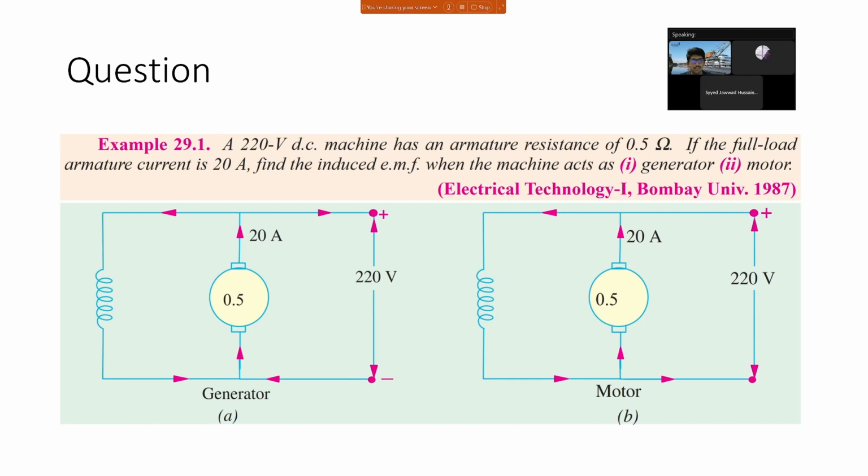So let's look at this question. Here we have the same electrical DC machine. In one case it's acting as a generator, where we are rotating the shaft. In the other case it's acting as a motor. The resistance of the armature is known, 0.5 ohms. Full load armature current is 20 amps. Find the induced EMF.